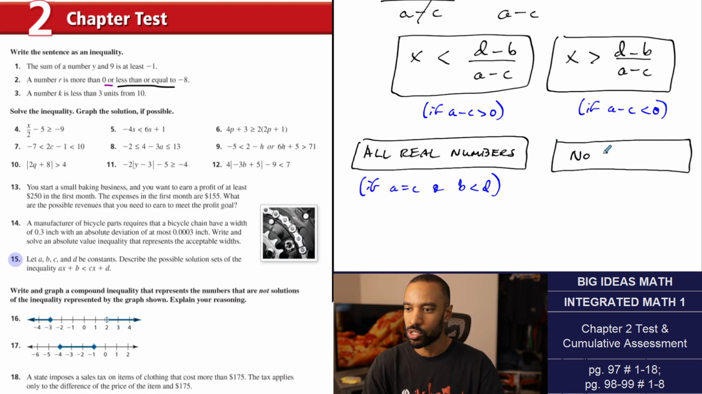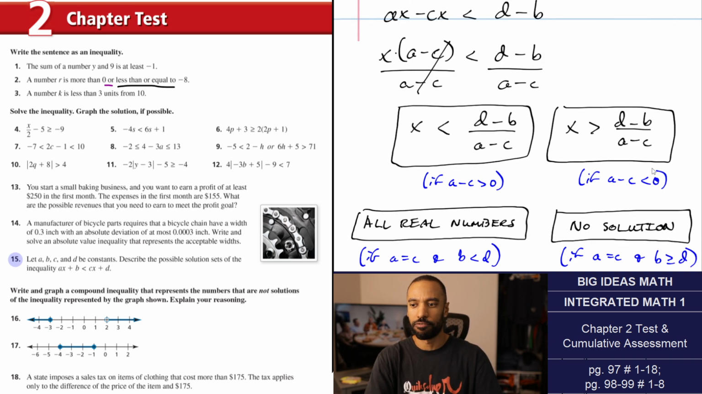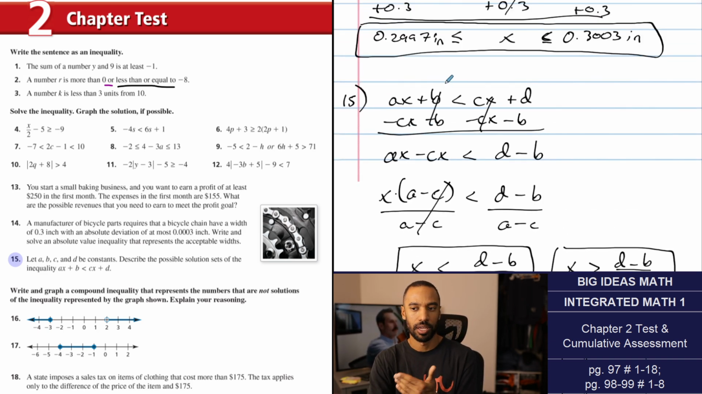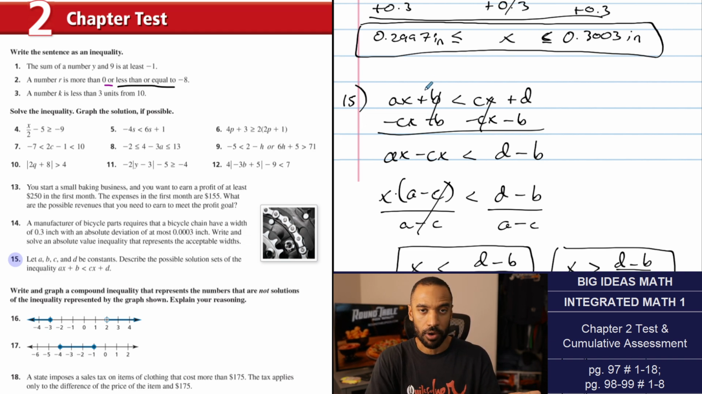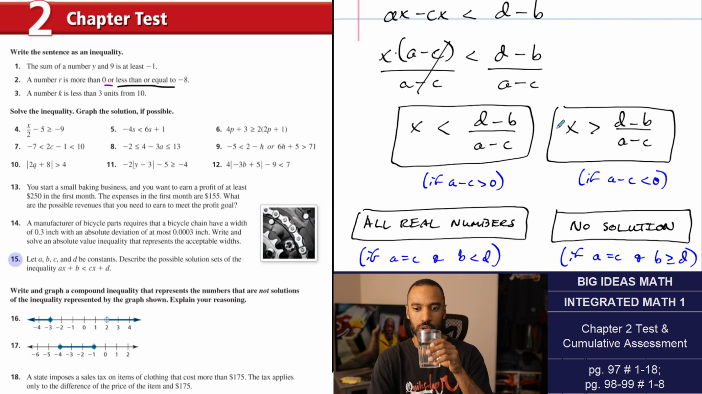The last one is no solution, and this would be the case. This problem came up to me by surprise. If A equals C, and if B was equal to D or greater than D, either of those cases would fail this B is less than D scenario. Is 4 less than 4? No. So that would be a false statement kind of scenario. So being equal to D is also a case where you'd have no solution.